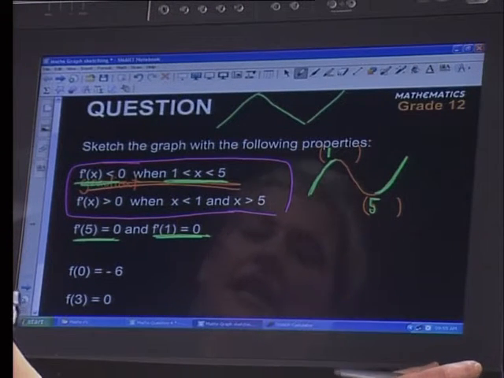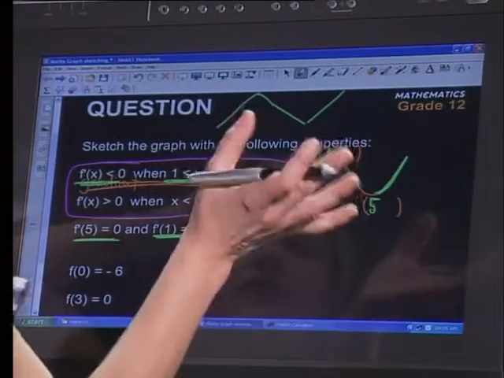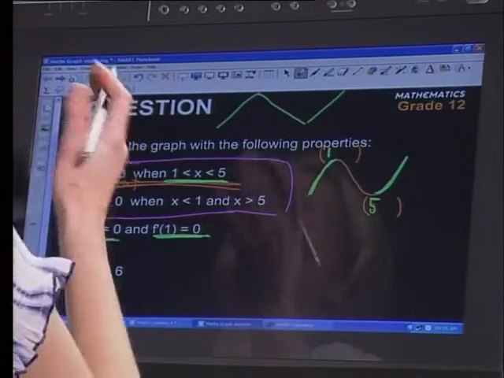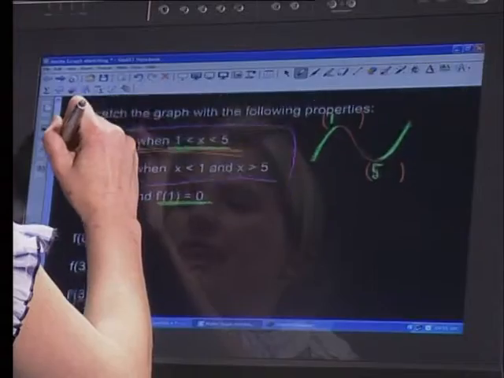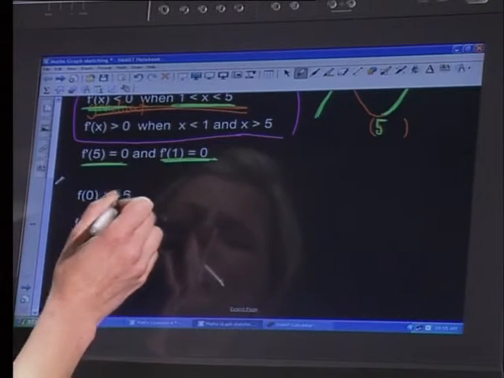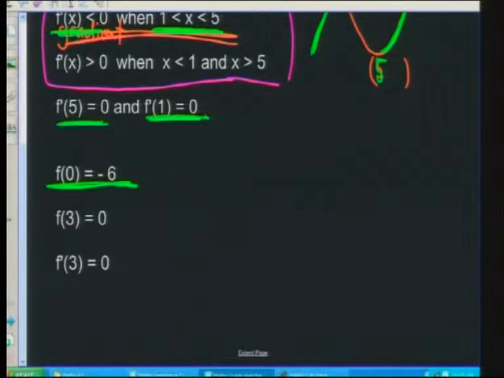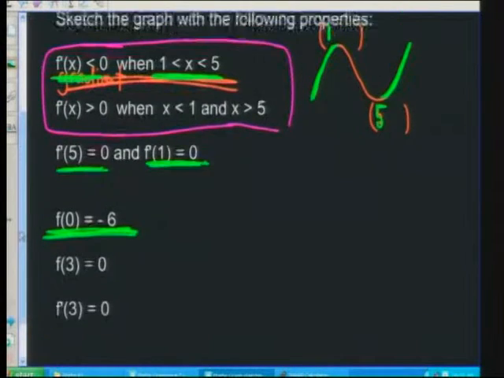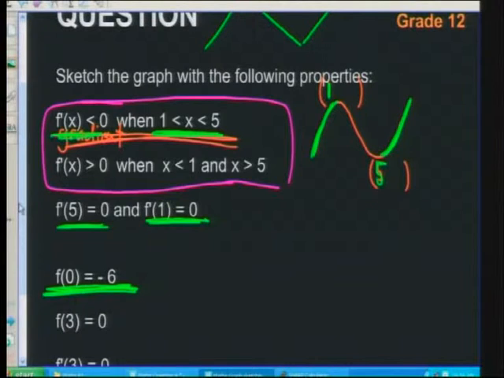Okay. Now we need to interpret the rest of the information. We won't be able to draw a perfectly accurate graph, but we must at least show the people that we can interpret all of the information. If they say f of 0 is minus 6, what is that f of 0? F at 0 is equal to minus 6, which means it's my y-intercept. Absolutely. So the graph has a y-intercept at negative 6.